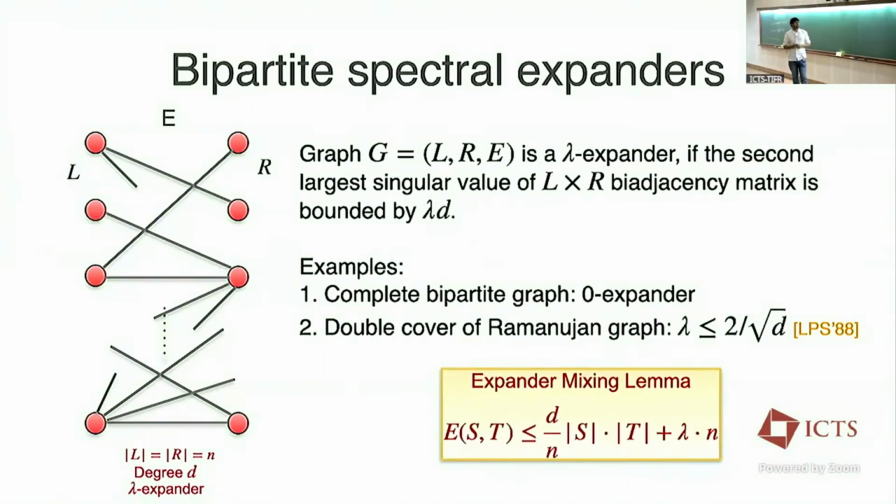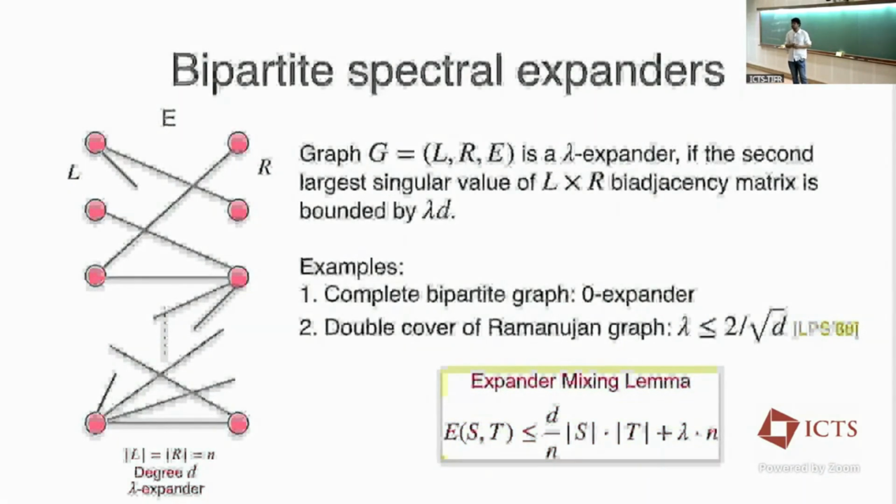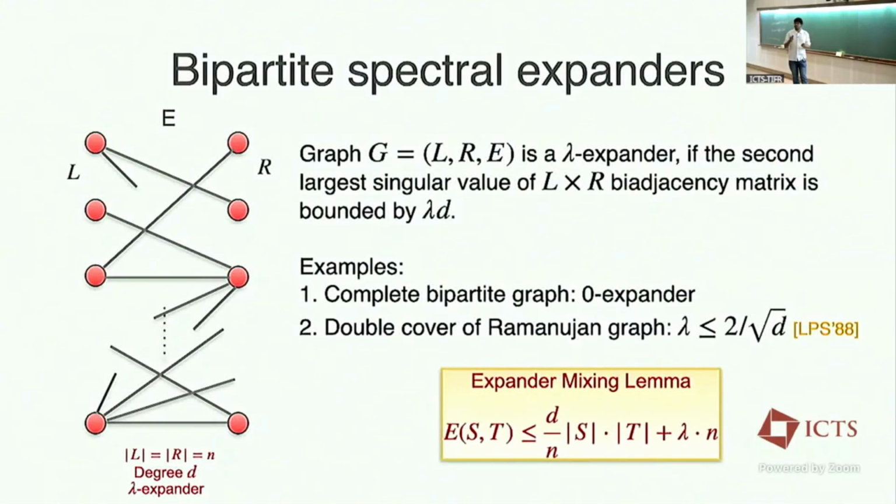And the whole point of having this lambda expander is to get this sort of mixing property. In fact, we'll just need the one-sided expander mixing lemma, which is to say that the number of edges between any set s on the left and t on the right is upper bounded by the global edge density, which is d over n, times the number of slots between them. The number of slots is s times t. If these were truly random, we would just get d over n times s times t. Up to some error dependent on lambda, this is what happens.